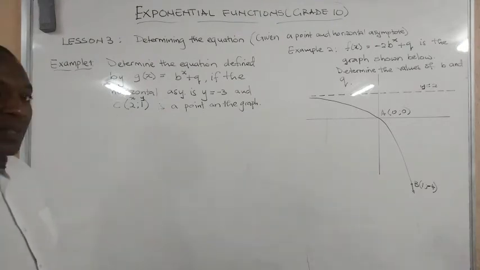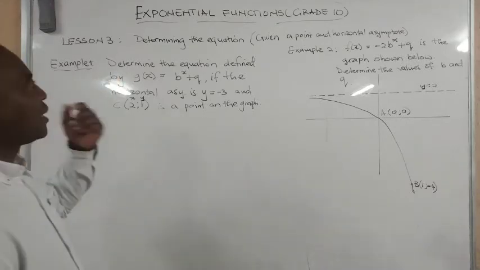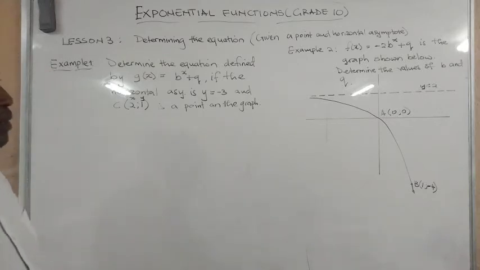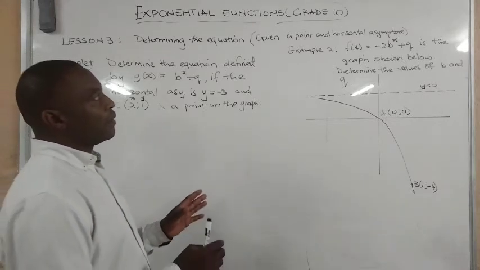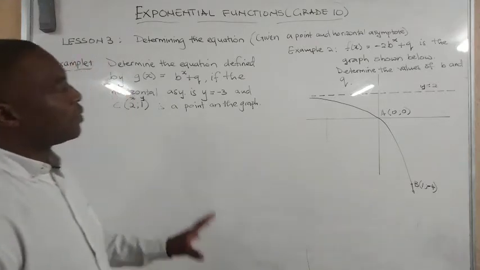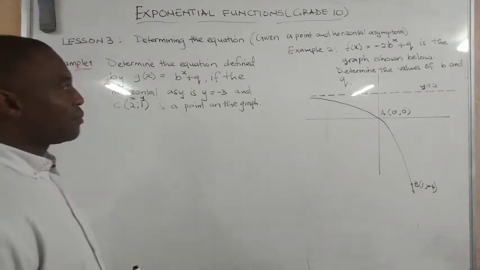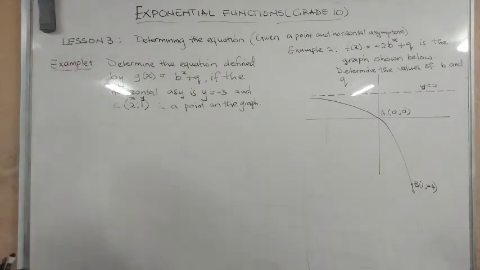So, to add to that, this is what we are doing. We are on lesson 3, and today we are looking at determining the equation. So, determining the equation, you can be given different parts of information. So here we are looking at when you are given a point and the horizontal asymptote. Now let's look at the first example.